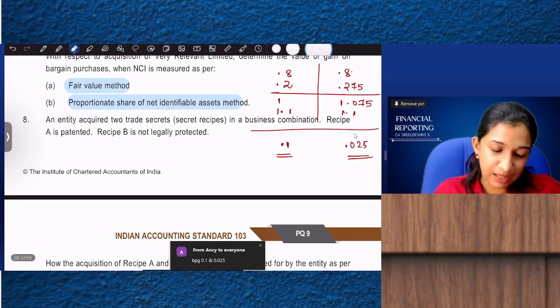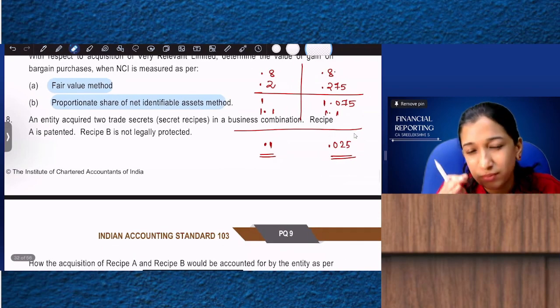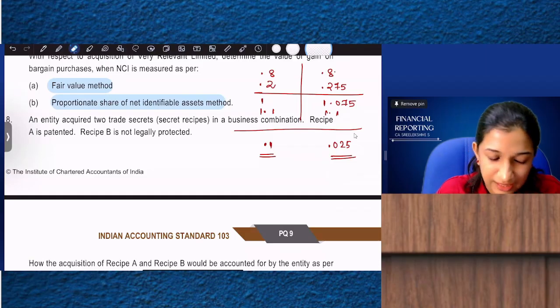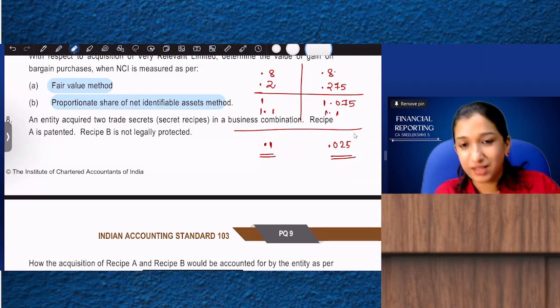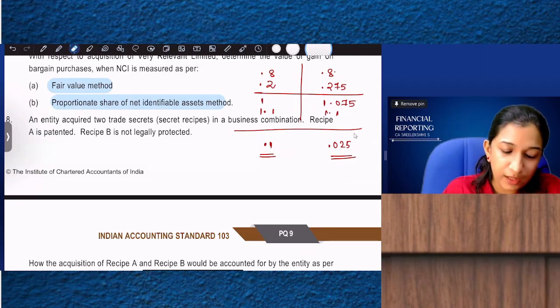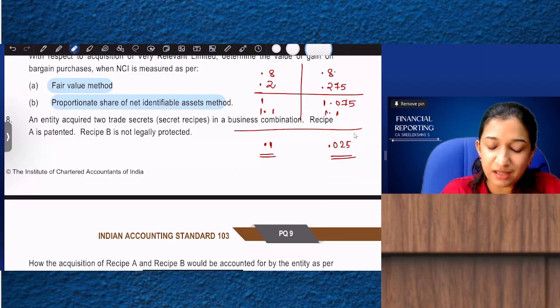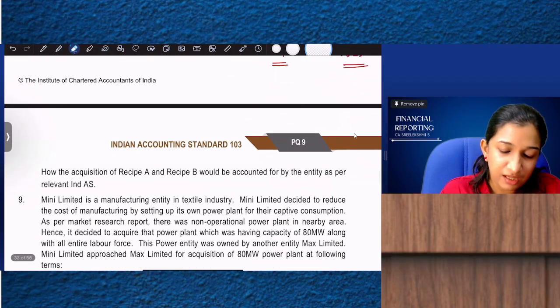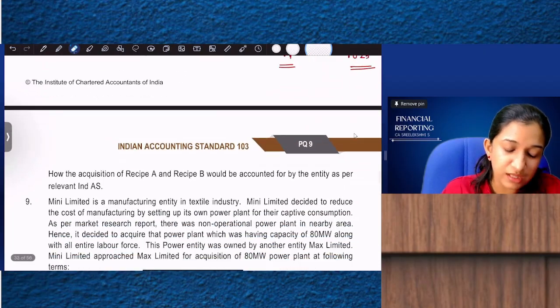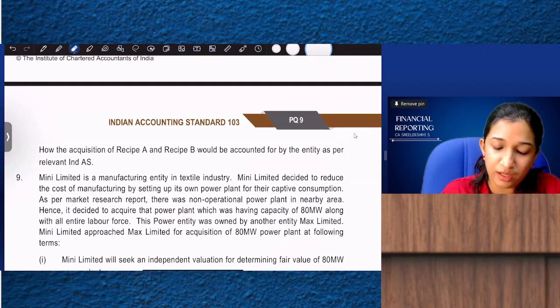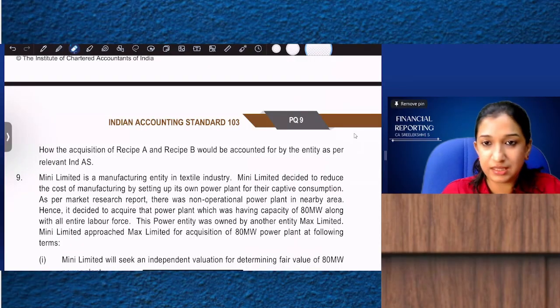Okay. Question number 8. We are finishing it like this. An entity acquired 2 trade secret recipes. This was an RTP question. Entity acquired 2 trade secret recipes in a business combination. Recipe A is patented. Recipe B is not legally protected. How would the acquisition of A and B be accounted for by the entity as per relevant Ind AS? What do you think?